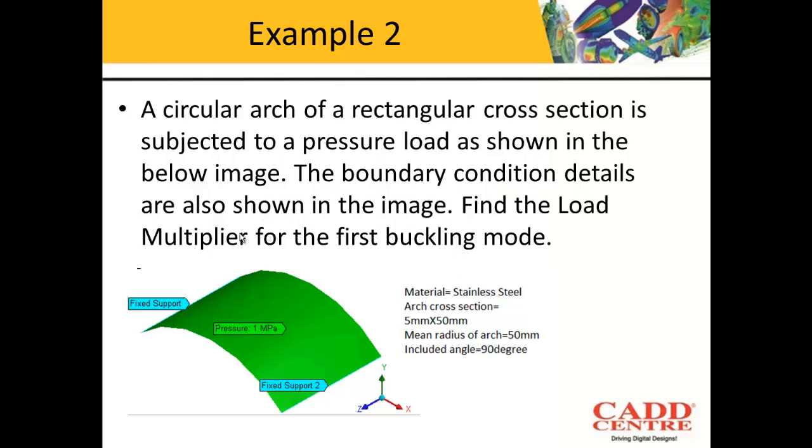The boundary conditions are also given over here. Both the edges over here are fixed support. Okay, and now we have to find out the load multiplier for the first buckling mode.